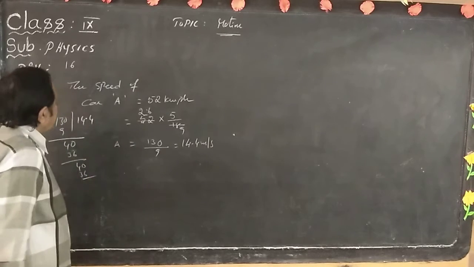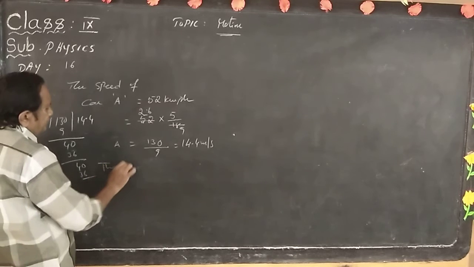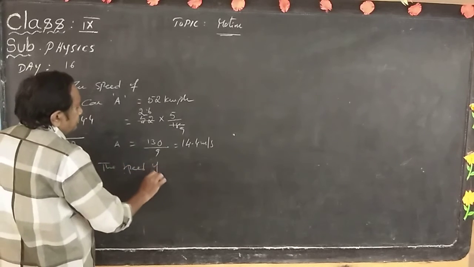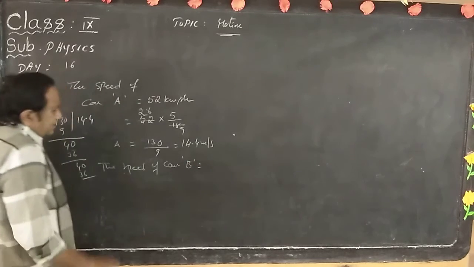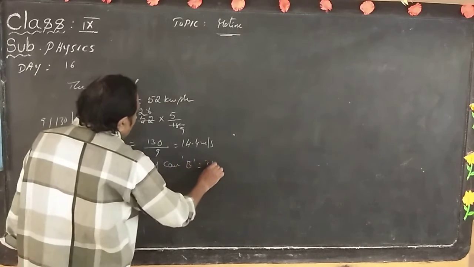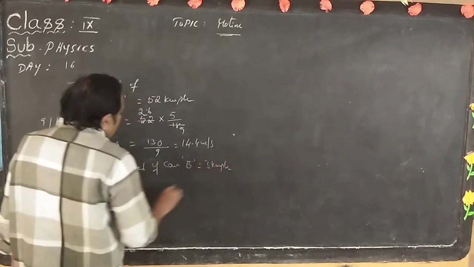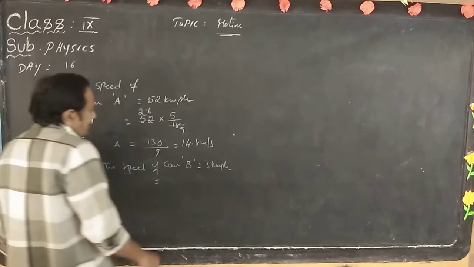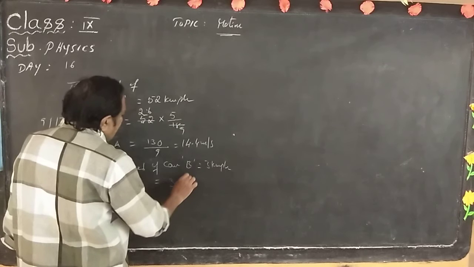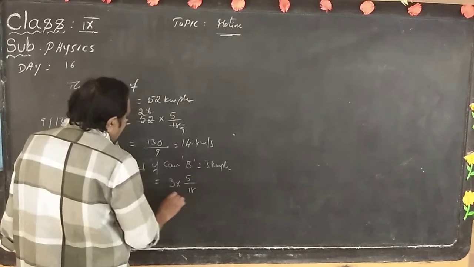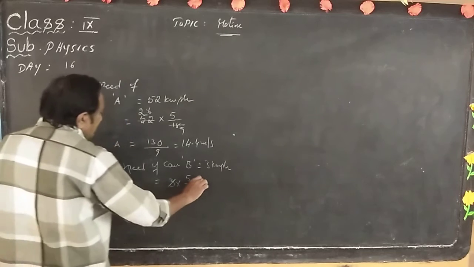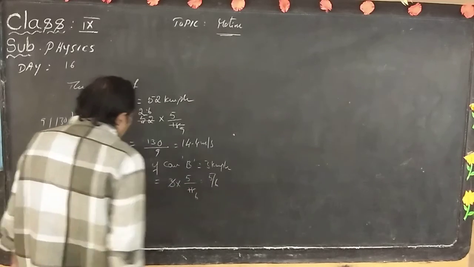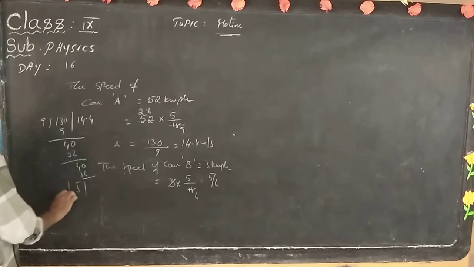Similarly, the speed of car B. Car B is equal to how much is given? 3 km per hour. So 3 km per hour to be converted into meters per second. 3 into 5 by 18. 3 ones are 3, 3 6s are 18. So what you get? You get the fraction 5 by 6. So now to divide 5 by 6.